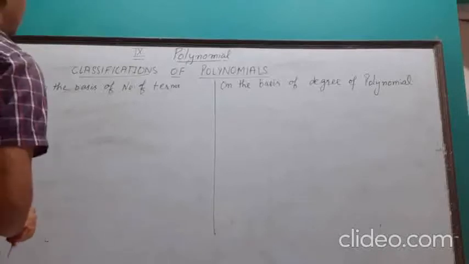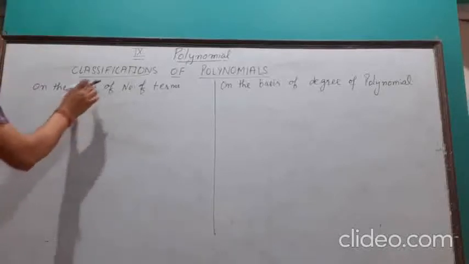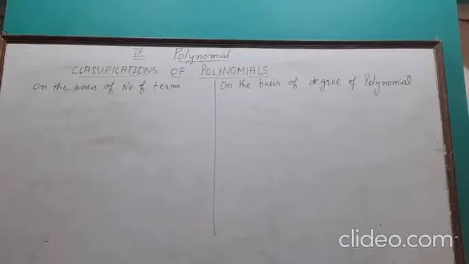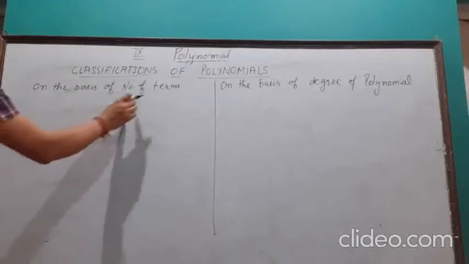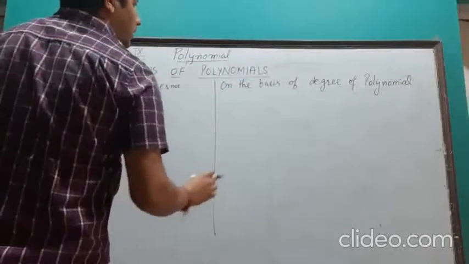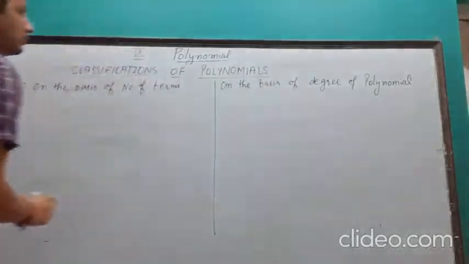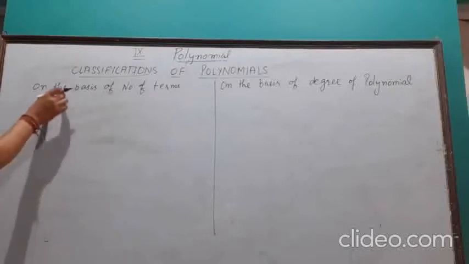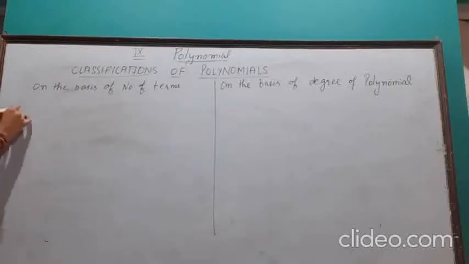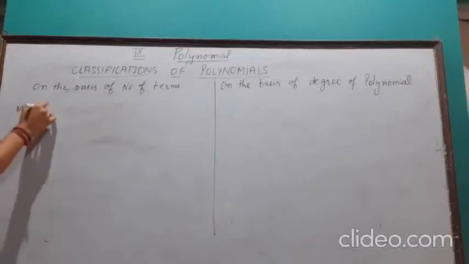Let's start classification of polynomials. Polynomials can be classified on the basis of number of terms and on the basis of degree of the polynomial. First, we start on the basis of number of terms. First is monomials.